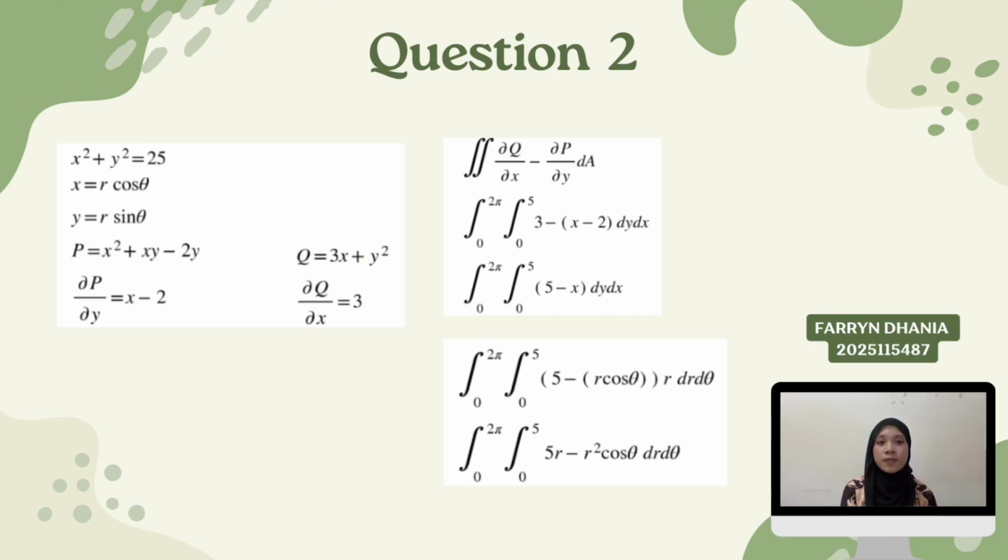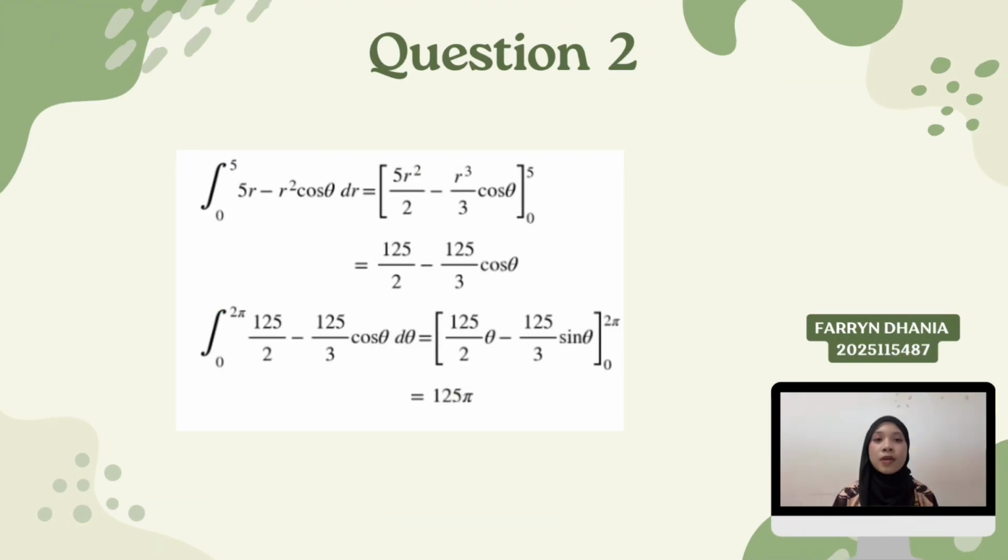Since the region enclosed by the curve is a circle with a radius of 5, it is more convenient to convert the integral into polar coordinates. So in polar coordinates, x is replaced by r cosine theta, and the area element becomes r dr d theta. Next, we calculate the double integral in polar form. First, we integrate with respect to r from 0 to 5. After integrating, we substitute the limits and obtain 125/2 minus 125 cos theta over 3.